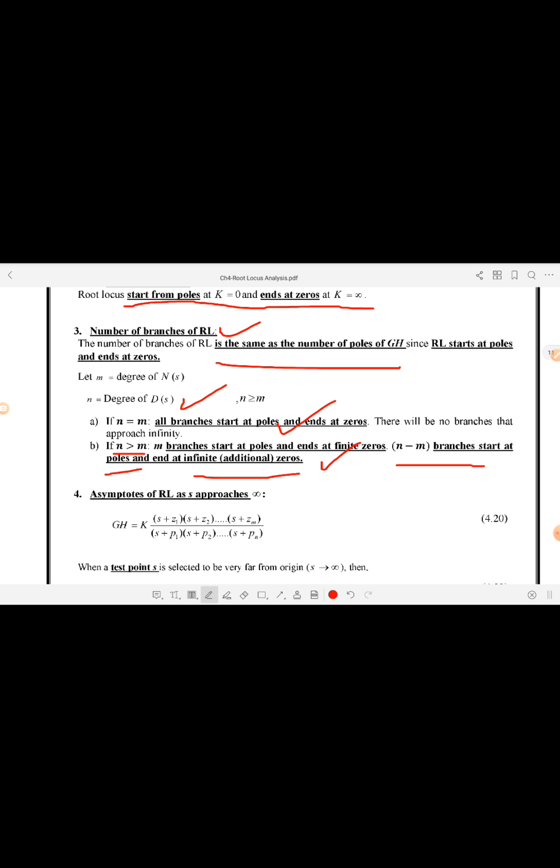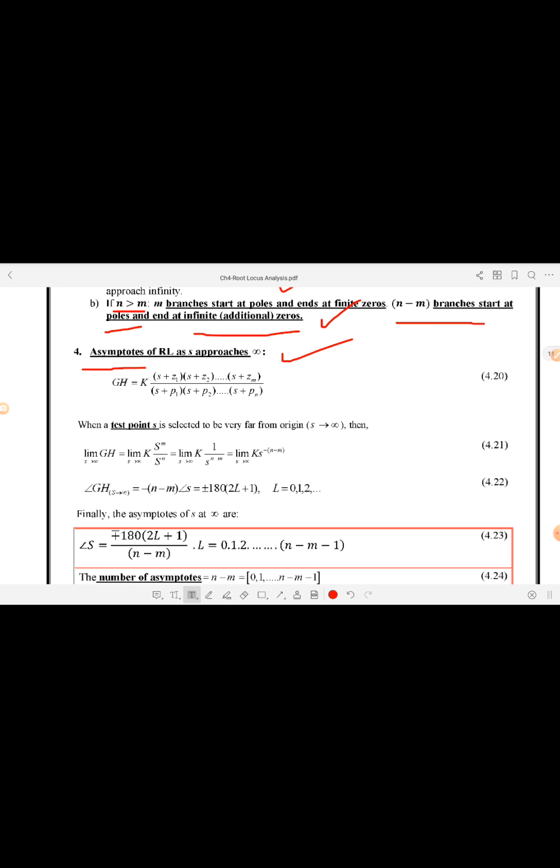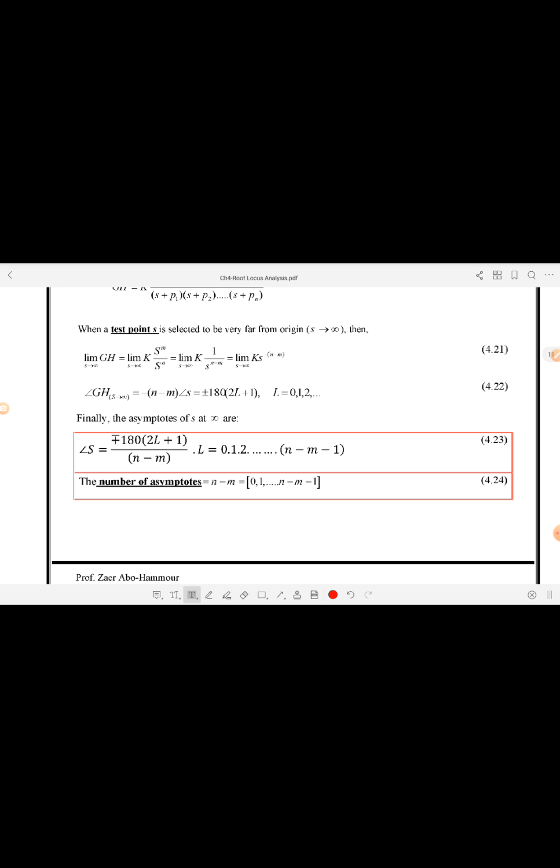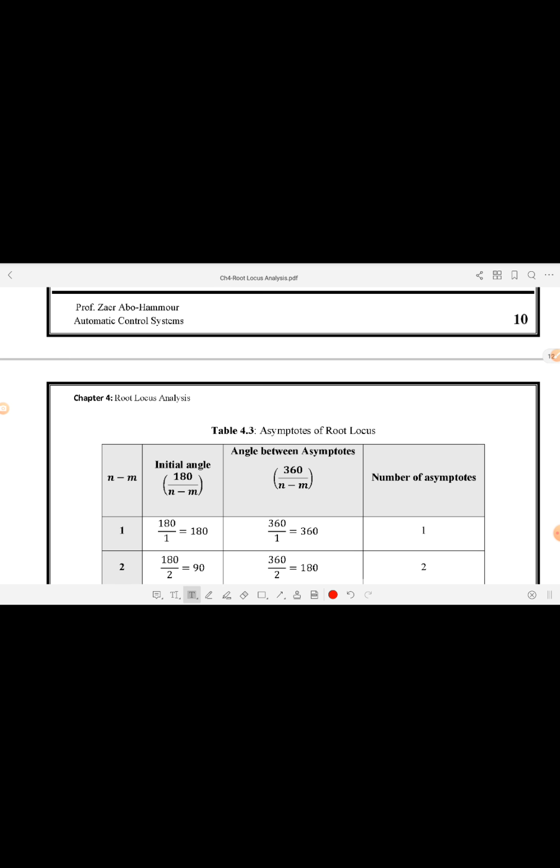We have named those branches that go to infinity as asymptotes, and those asymptotes approach infinity. And in order to identify and describe the asymptotes, we need two pieces of information in order to fully describe them. The first piece of information is related to the angles of the asymptotes.